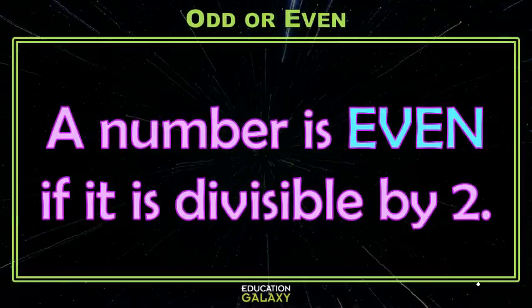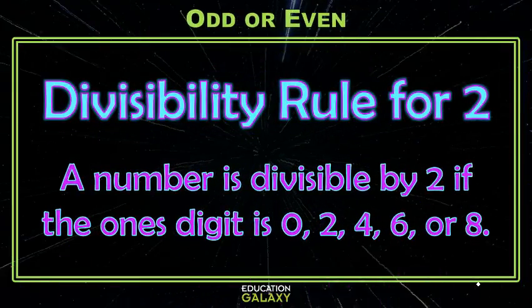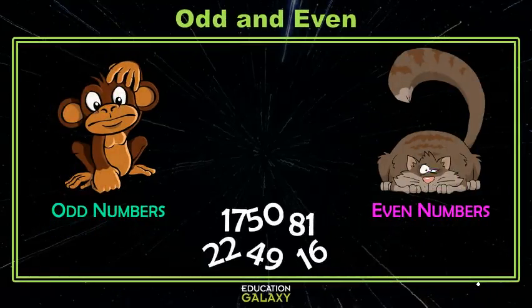A number is even if it is divisible by 2. Okay, well, what's divisible by 2 mean? Well, we have a rule for that. A number is divisible by 2 if it ends in a 0 or a 2 or a 4 or a 6 or an 8. Got it? Great. Let's practice. Here we have a nice pile of numbers and a couple of buddies to help us sort.